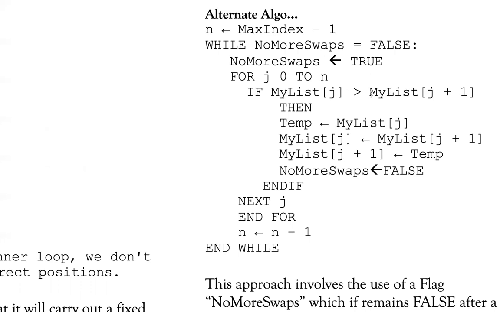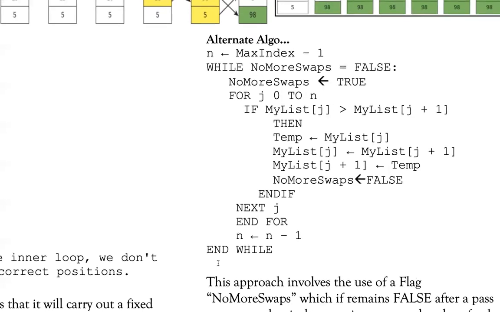None of the elements will make this condition true. Now, if this is not true, I will never enter here, and no more swaps will never become false. In which case, after the end of the pass, my no more swaps is still true. And when I go back and check again, this condition will become false, because now my no more swaps is true, and this condition is false, and I will exit the loop. And thereby, I'm not running any more passes than I'm required.